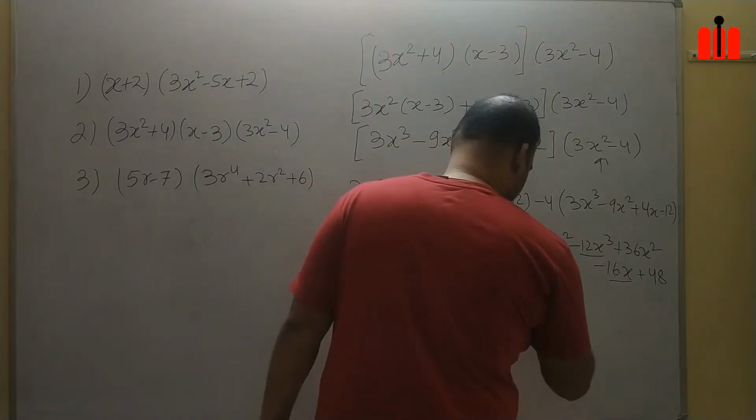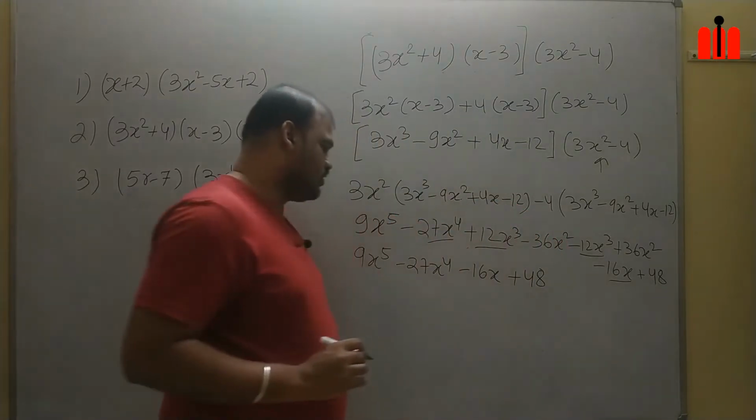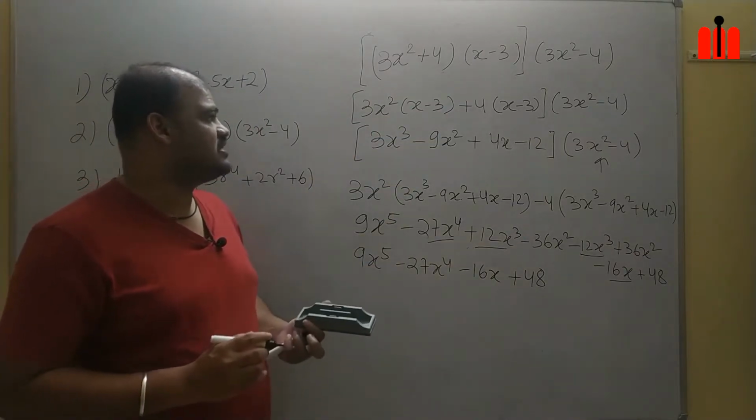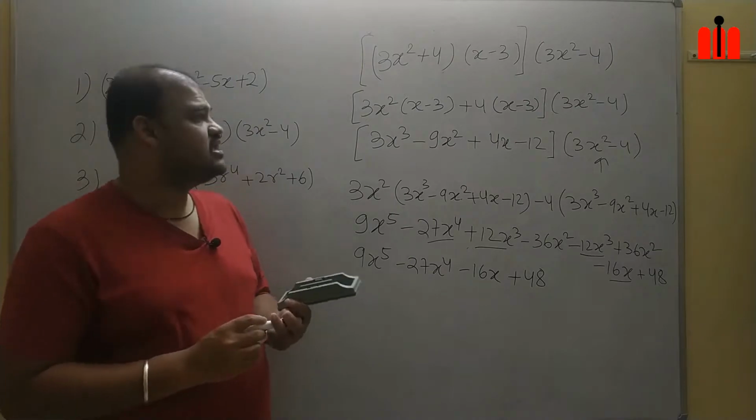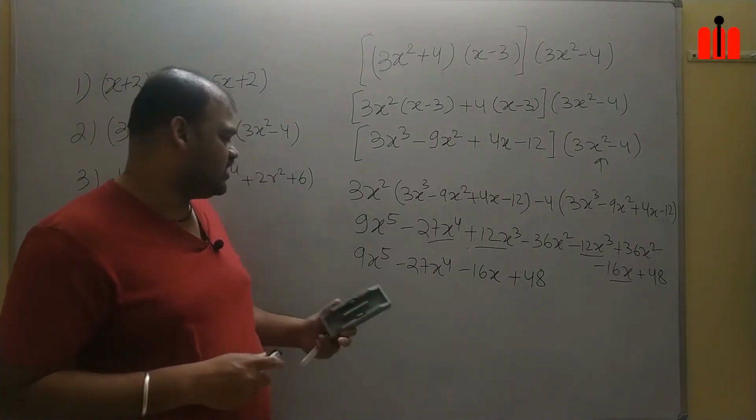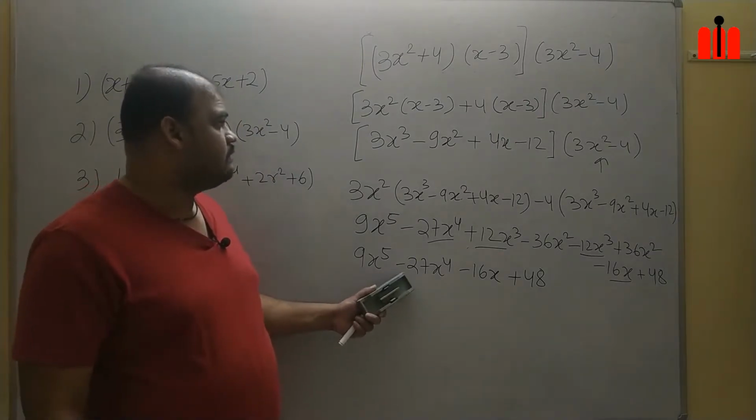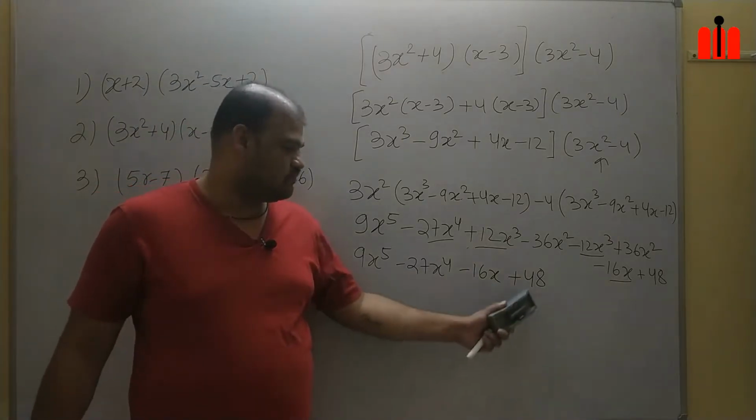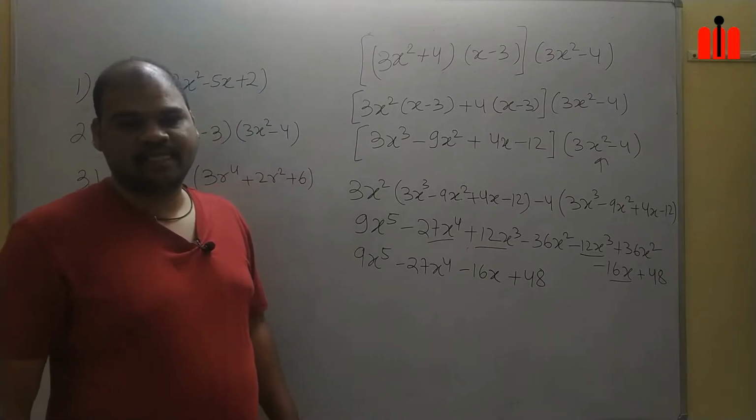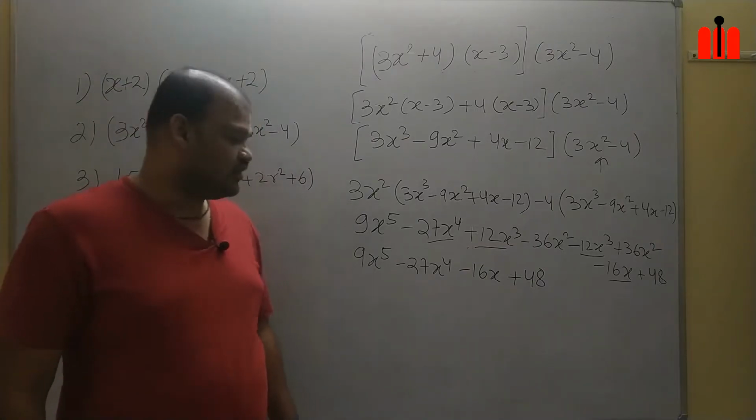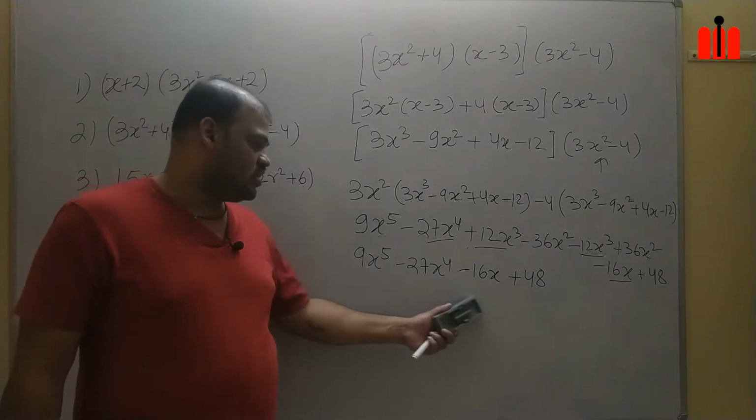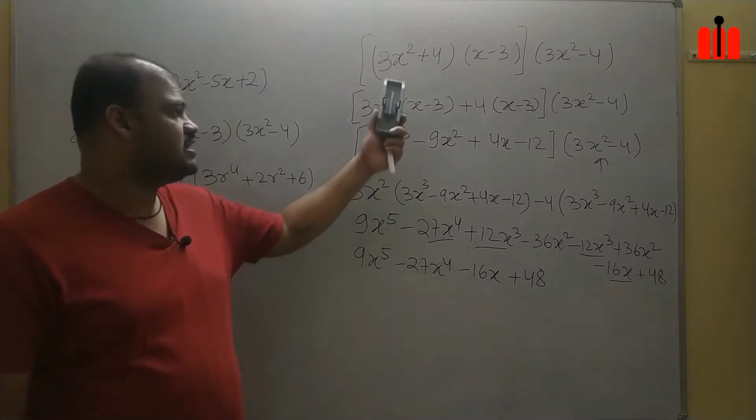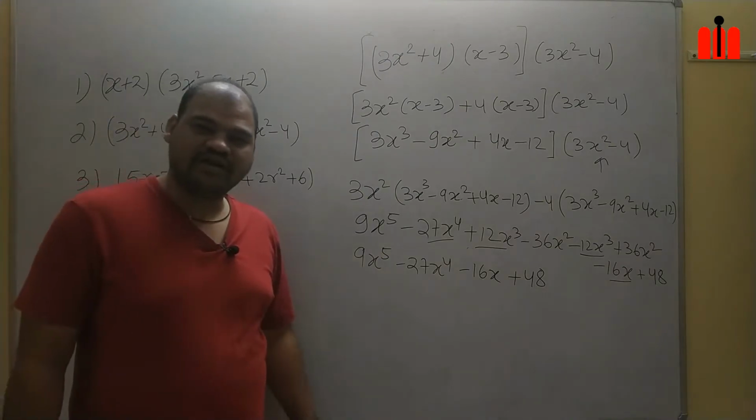plus 48. Okay, so after the multiplication of (3x² + 4)(x − 3)(3x² − 4), we will get 9x⁵ − 27x⁴ − 16x + 48. Are you getting it? Okay, so this is what we got, the simplified expression after the multiplication. So what we had done in this problem?